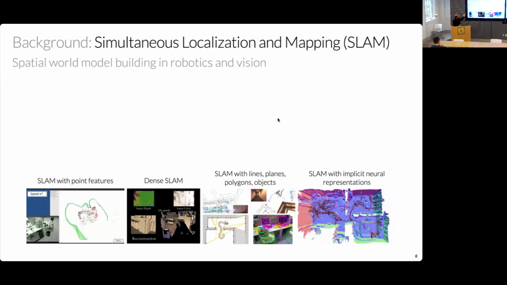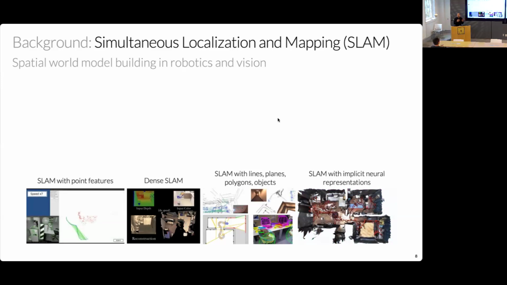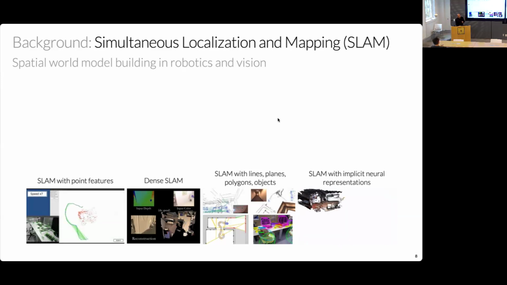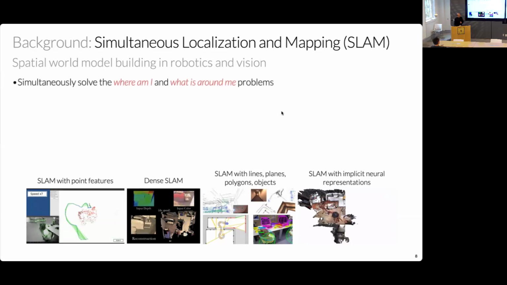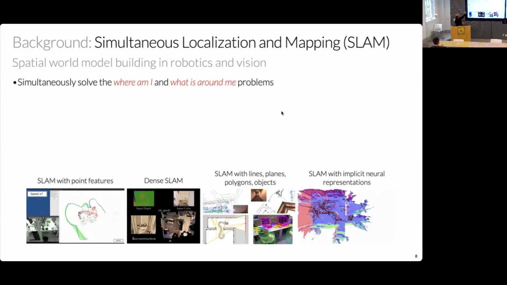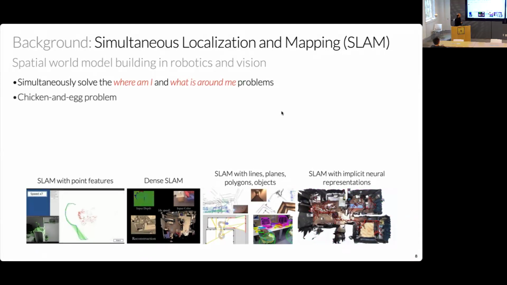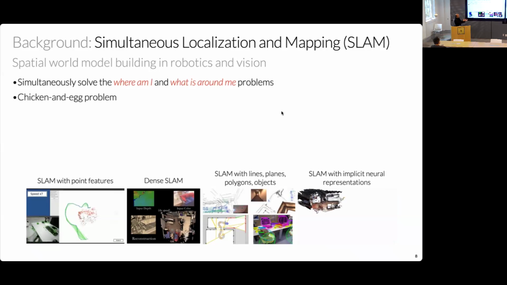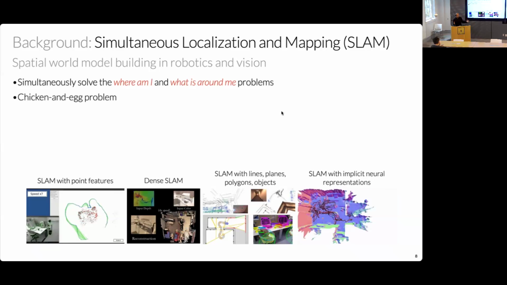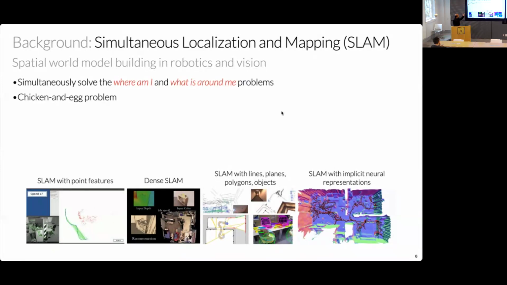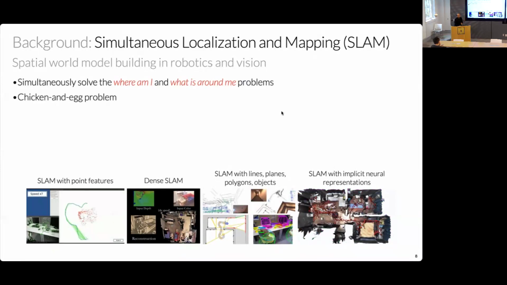Most robotics literature that revolves around building spatial models tackles this problem called SLAM. SLAM amounts to solving simultaneously the localization, or the where am I, and the mapping, or what's around me. This is sort of a chicken and egg problem. You need to know where you are to know what's around you, and you need to know what's around you to be able to pinpoint where you are with respect to that map. It's an intertwined chicken and egg problem.